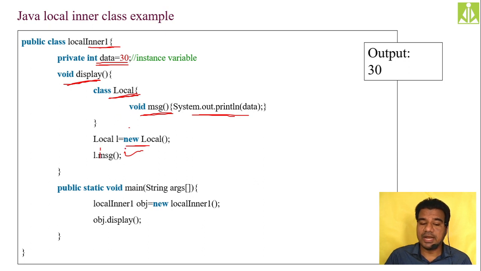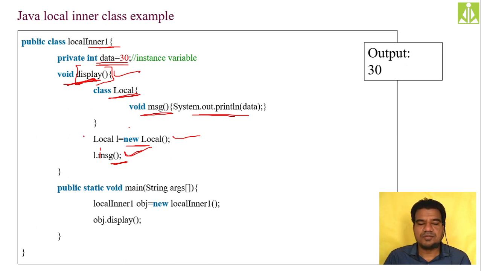So in order to create this object, and in order to invoke this method, you have to invoke this display method. So when you invoke this display method, what will happen? It will consider the object creation and the message method invocation, which is there inside this local class. Hopefully you understood how we are doing this local inner class execution.